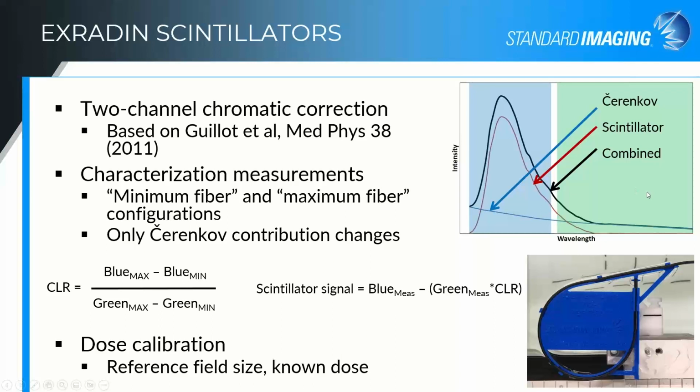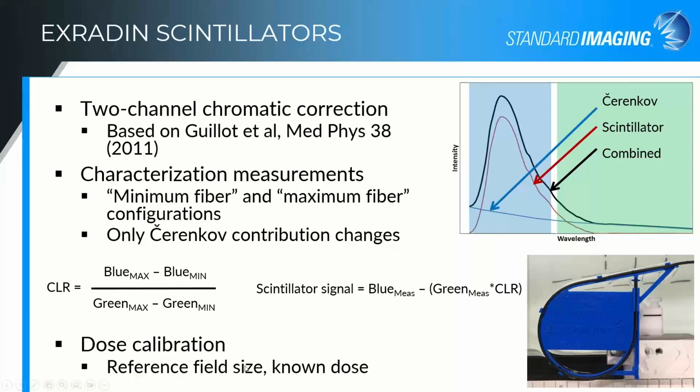So you have one measurement with less Cherenkov, one measurement with more Cherenkov. And we take the difference in the signal measured in this blue portion of the spectrum divided by the difference that's obtained in the green portion of the spectrum, and that gives us what we call a Cherenkov light ratio. That value is then used to correct subsequent measurements by taking the green channel signal multiplied by that correction factor and subtracting that from the blue signal. That effectively removes the Cherenkov signal from the blue signal channel.